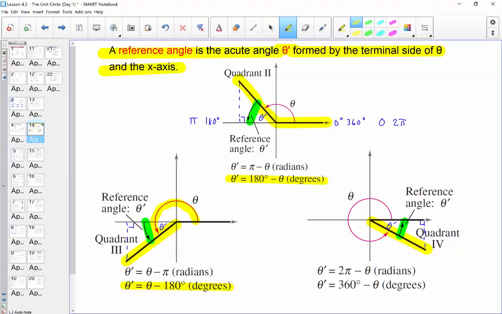In quadrant 4, because we don't want to have a negative reference angle, we're going to label the x-axis 360 degrees instead of 0 degrees. So our reference angle theta prime will be 360 degrees minus theta.